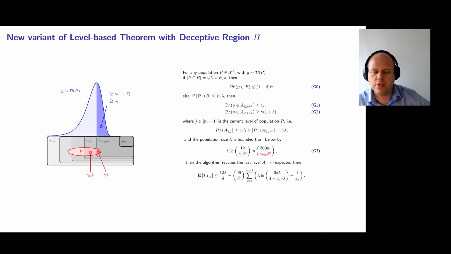In this new theorem, G2 only needs to hold if you do not have too many individuals on the peaks or on the deceptive region. So we will then have another condition, G0, which says that if you have too many individuals on the peak, they will eventually reduce.